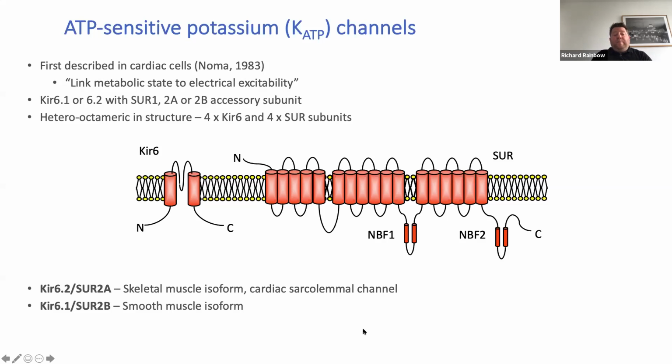The other really important channel for this talk is the KIR6.1 channel, in particular with SUR2B, which is believed to be one of the smooth muscle isoforms. And this channel's slightly different to 6.2. It still has the same ATP binding domain in its KIR6 subunit, but it doesn't seem to be as sensitive to ATP as 6.2. So KIR6.1 in vascular smooth muscle seems to have some sort of really important role in regulating the membrane potential. So it seems to be open all of the time.